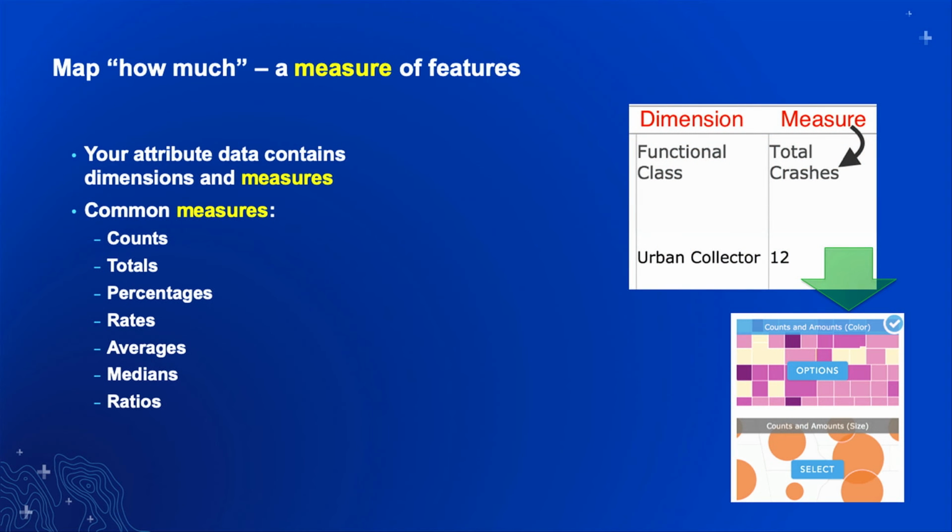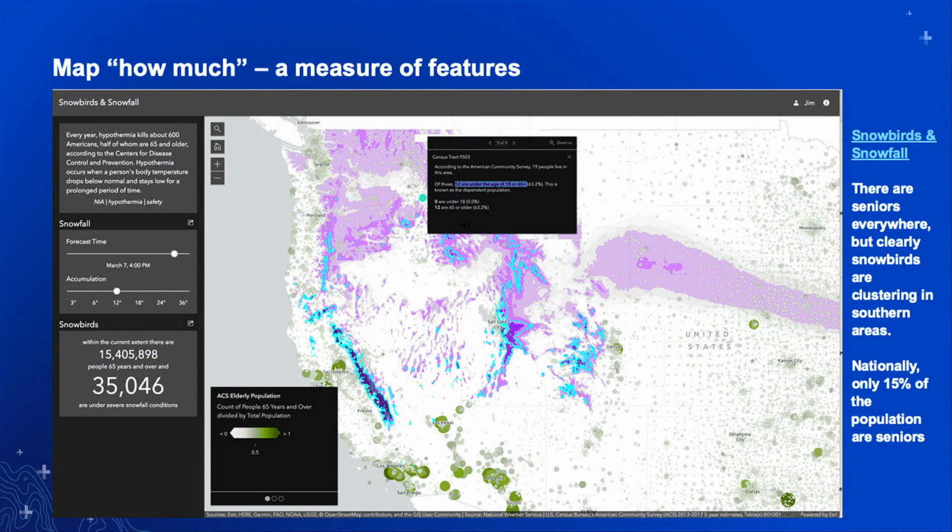And so you can tell we're kind of drifting into measurements of things. Common measures, they're represented as numbers often, but counts, and totals, percents, rates, averages, medians, and ratios. And there's various styles that take advantage of that. Here's one that John Grayson in our application prototype lab brought together. It's a fun app called Snowbirds and Snowfall. And the story is that people are called snowbirds because they move south to Arizona, California, Florida, other southern states to get away from the snow. And so we thought that we should have an application that shows that.